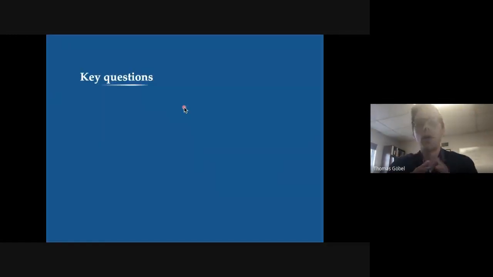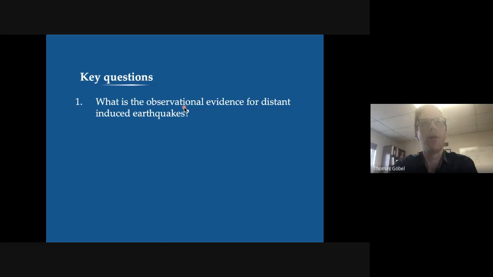Now, what are two key questions that I would like to discuss today? First of all, what is the observational evidence for indeed having distant induced earthquakes? And here, distant means several tens of kilometers lateral distance from injection wells. We'll be focusing on wastewater disposal wells for the most part. But there is also a vertical separation. A lot of these injection operations are pretty shallow, and we see that earthquakes happen at much larger depth. So there's also a significant distance vertically from injection wells.